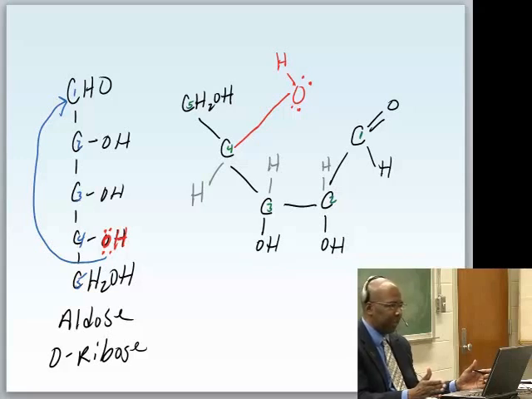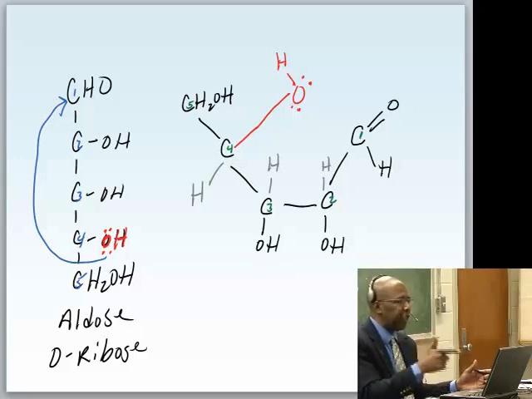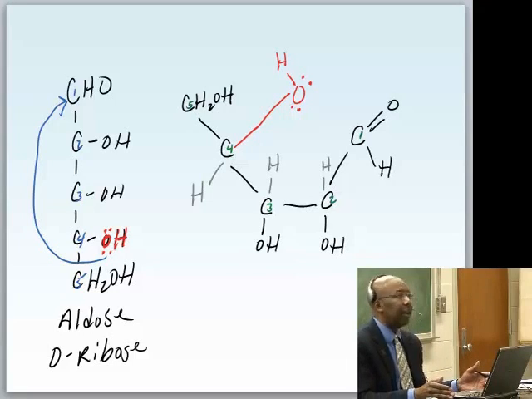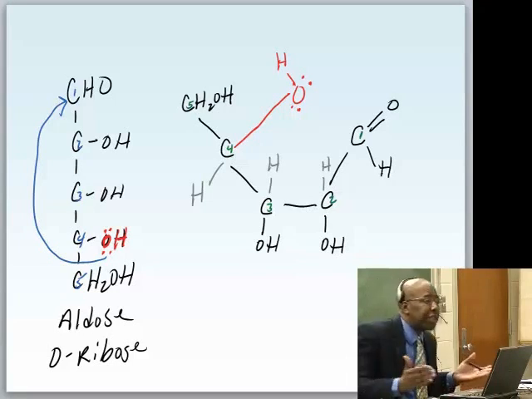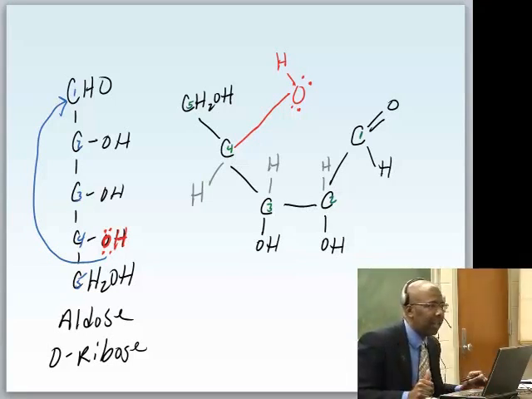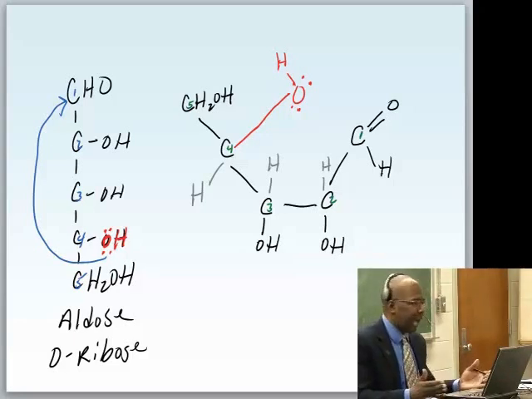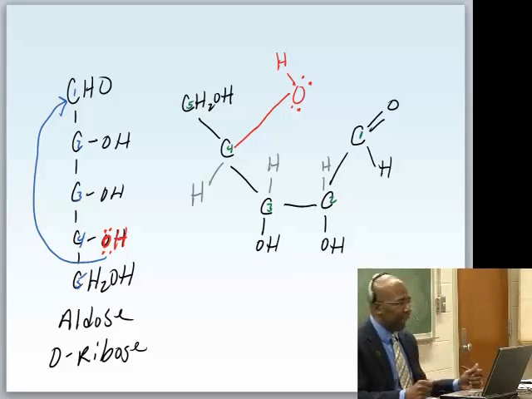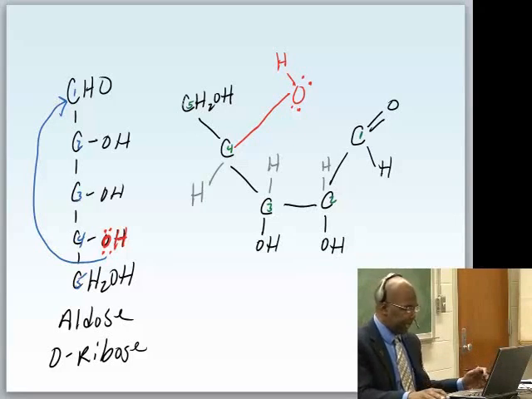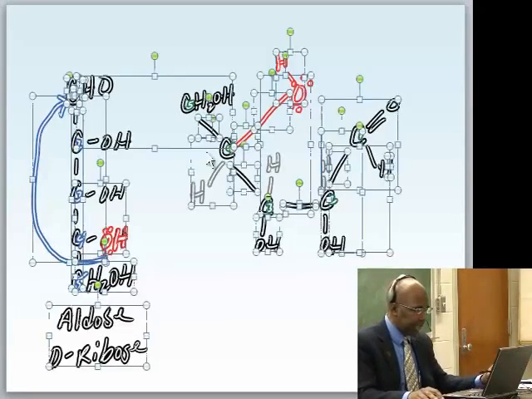Question for you. Let's see if anybody can remember this. When we close this ring, are we going to form a hemiacetal or a hemiketal? A hemiacetal. Why? How do you know it's going to be a hemiacetal? Because there's no ketone. We're starting with an aldehyde. If we start with an aldehyde and we close the ring, we make a hemiacetal. Everyone okay with that? Now, let's close this ring. So I'm going to make this smaller here so I can have room.